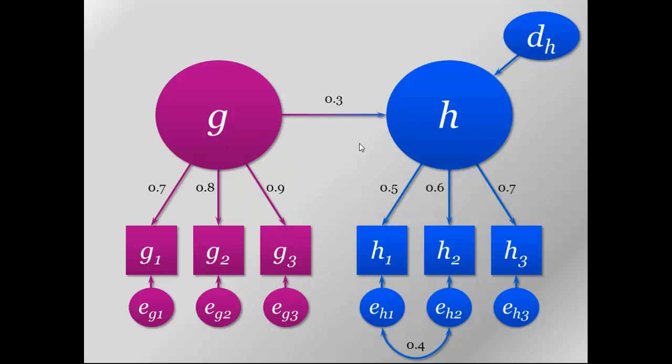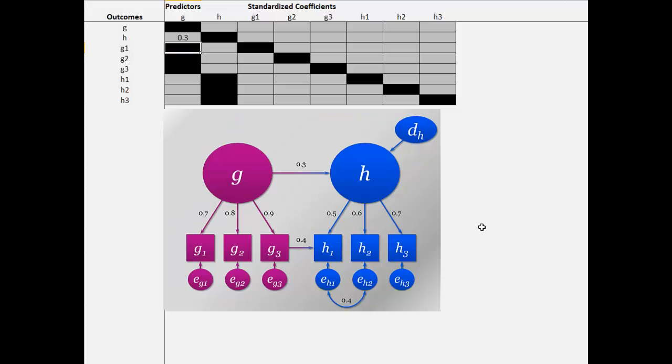Regression paths don't need to be just between latent variables. We can do them between observed variables, for example from G3 to H1. We can even specify paths from latent to observed or observed to latent. The place where we would do that is still in the Regressions tab. So we wanted one from G3 to H1, so we go to the G3 column, and we find the H1 row, and we put in our path.